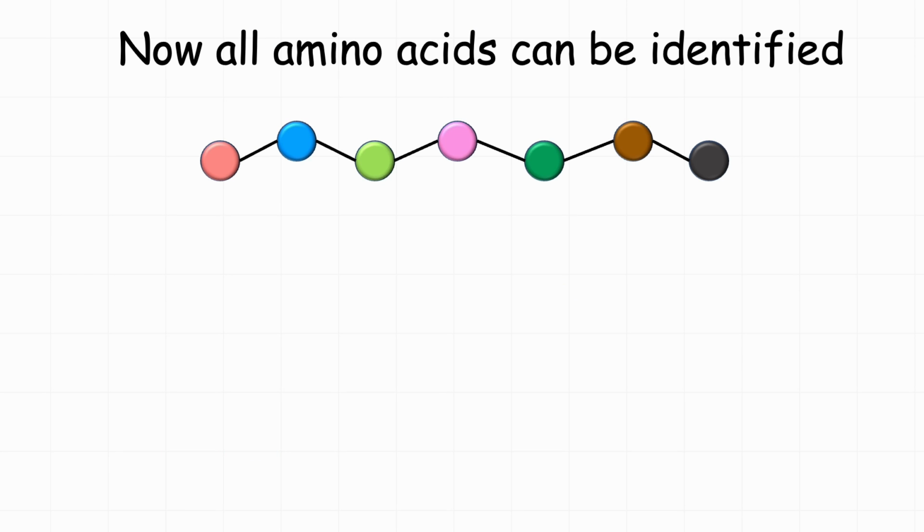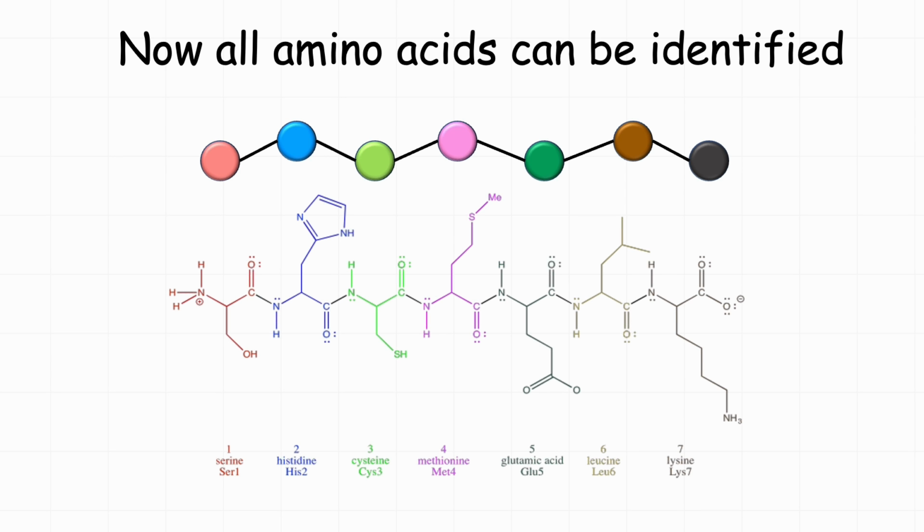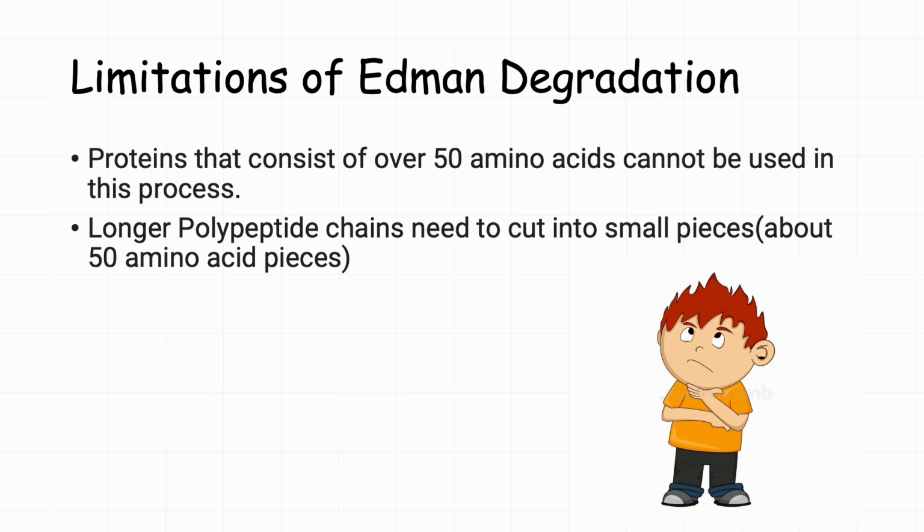So using this process, we can identify all the amino acids in our polypeptide chain. So then we can get an idea about how our protein, how our polypeptide chain is made up. But Edman degradation is not a perfect process, because it can only identify the amino acid sequence of proteins that have only 50 amino acids.